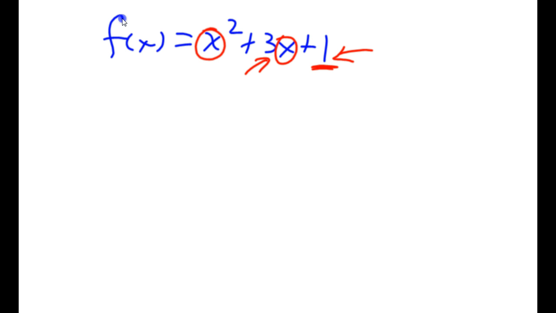So in this case, for this parabola, our domain is unrestricted. In other words, I'm allowed to pick any number that I want for x. So it's all real numbers. So my domain would go from negative infinity all the way to positive infinity.